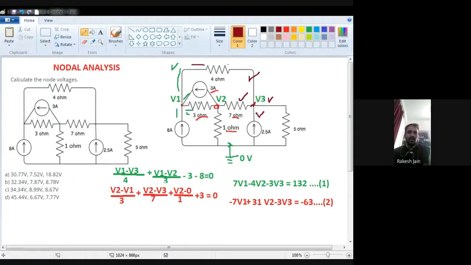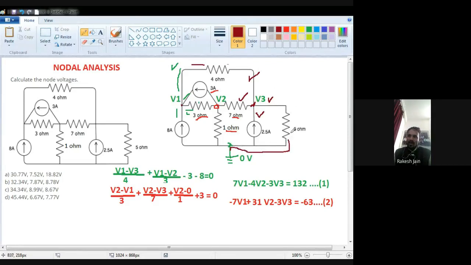I am going to write down the equation for the third node, that is of V3 voltage. So I have to write V3 with positive sign, and another node voltage V1 as negative. So V3 minus V1 upon 4. When I see this 7 ohm resistance, my node voltage is V3. When I see this 5 ohm resistance, my node voltage is V3, and where is the other point of the 5 ohm resistance connected? It is connected with this 0 volt. So V3 minus 0 divided by 5.